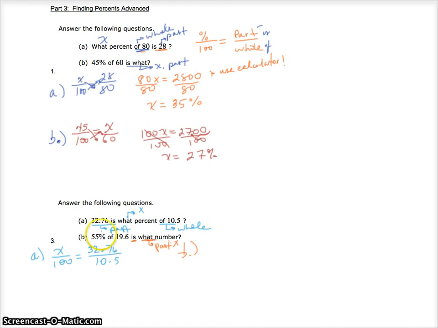So I'm going to set up 55%. My "of" is the 19.6, so that goes in the denominator. And my "is" is x, so that goes in the numerator. So go ahead and solve these out by setting up your equation, cross multiply, and divide them. Good luck.